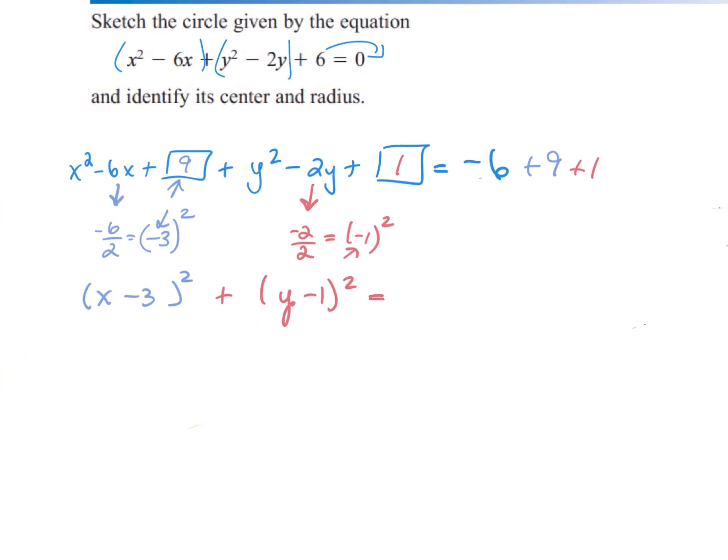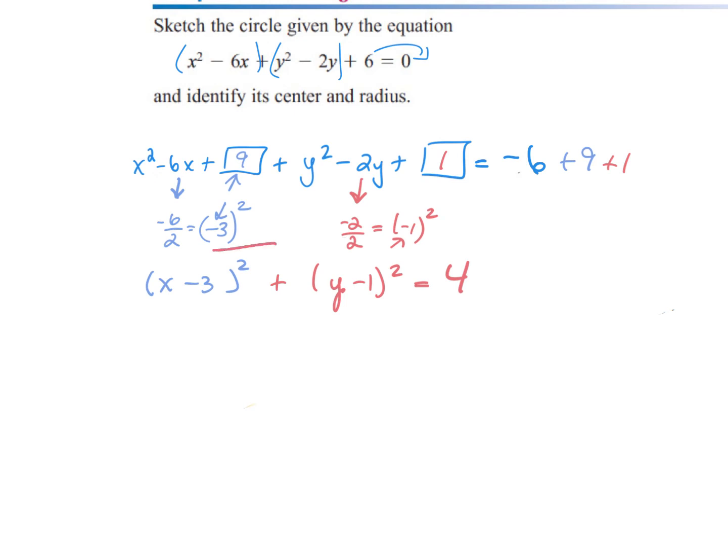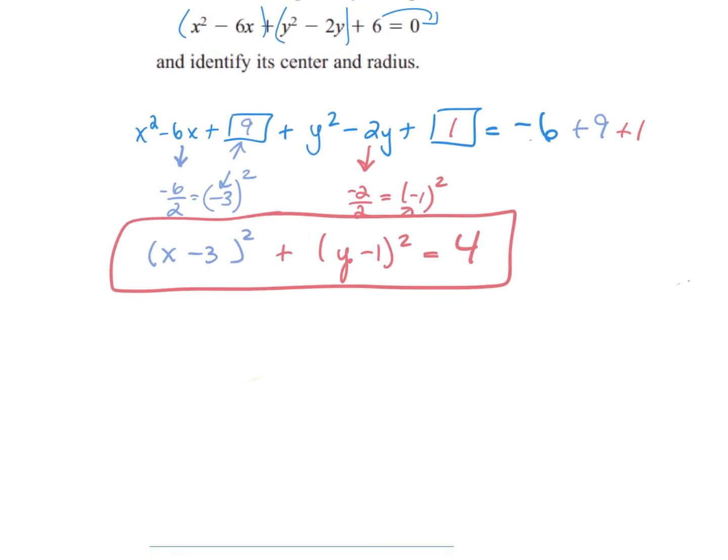What's negative 6 plus 9 plus 1? Negative 6 plus 9 is? 3 plus 1 is 4. There is your equation in standard form of your circle. We collect our x's, we collect our y's, and then we complete the square. All right, so now that we've done this, we're going to practice this a little more, I promise.